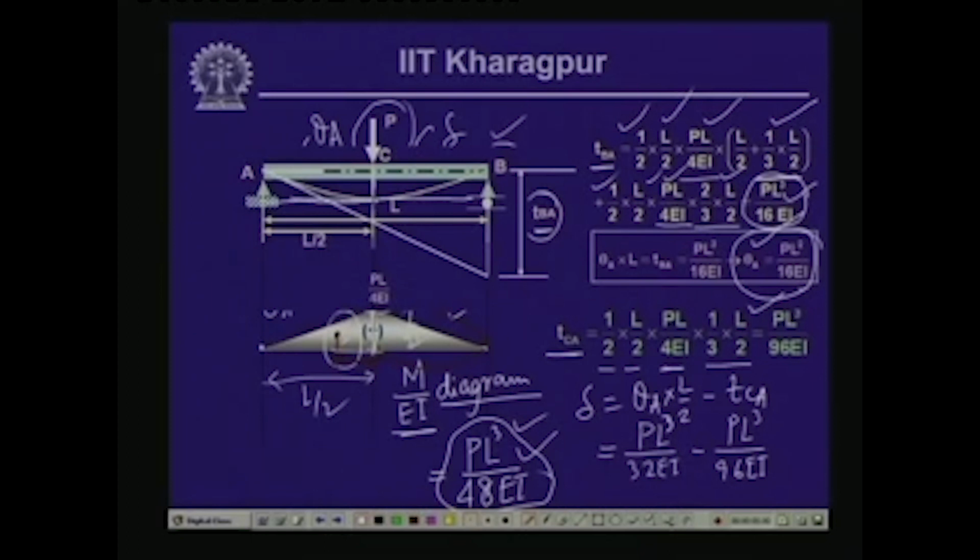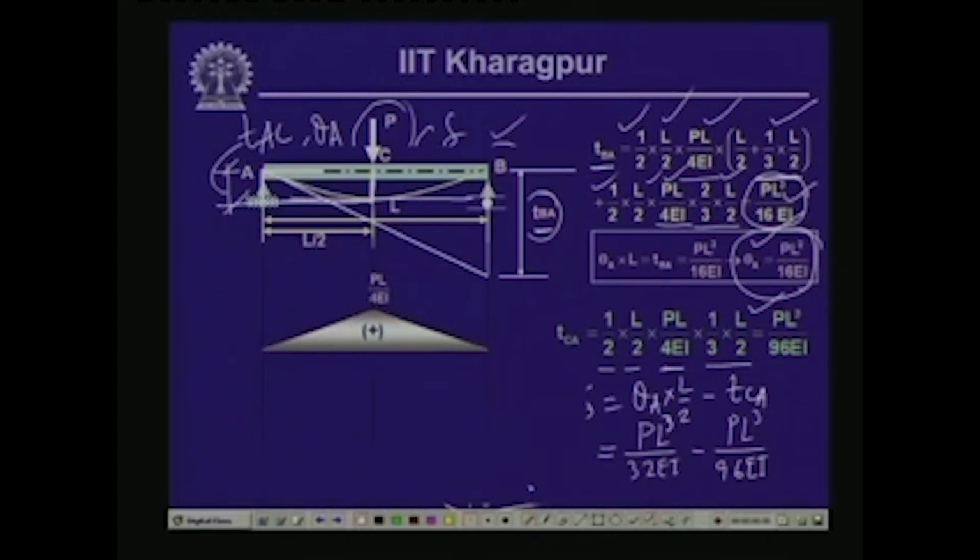and if we consider these 2 points, we can say that the tangential deviation of point A with respect to the tangent drawn at point C, which is this distance, we can call TAC. That means the tangential deviation of point A with reference to the tangent drawn at point C. Now, this distance is nothing but equal to the deflection. Hence, we can compute the value of the maximum deflection from this particular part of the M by EI diagram as well.